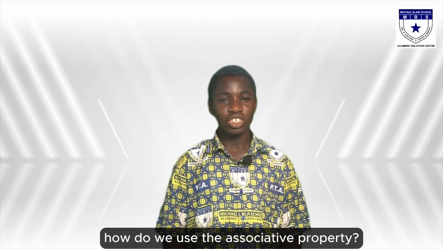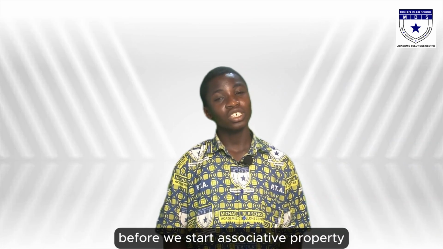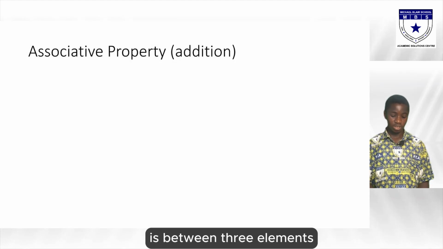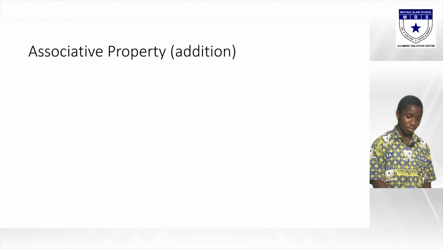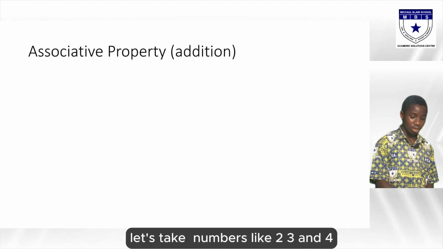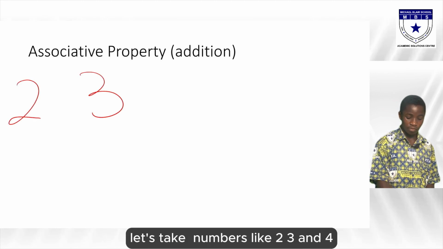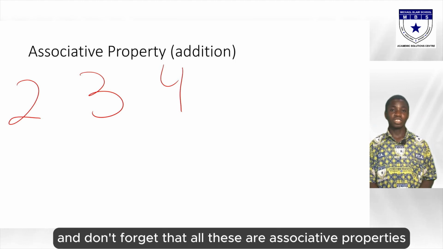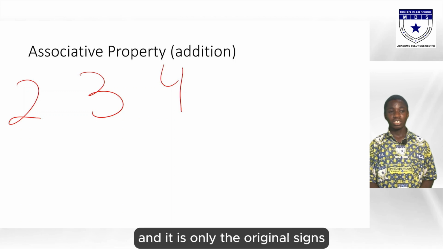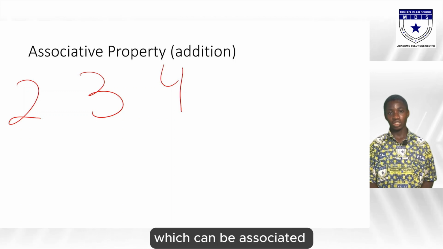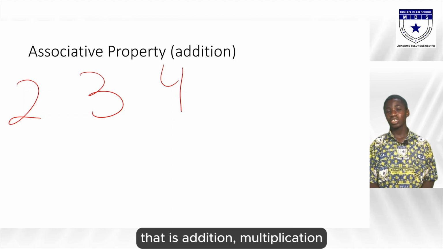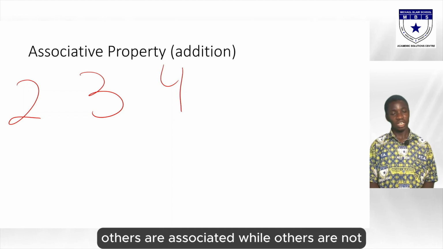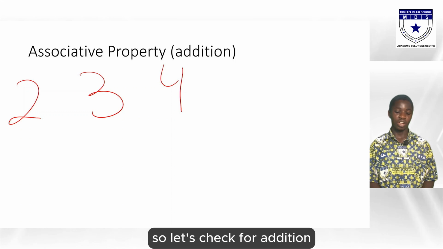How do we use the associative property? Before we start, you have to know that associative property is between three elements, let's take any numbers like 2, 3, and 4. And don't forget that it is only the operational signs which can be associative, that is addition, multiplication, division, and subtraction. But out of them, some are associative whilst others are not. So let's check for addition.